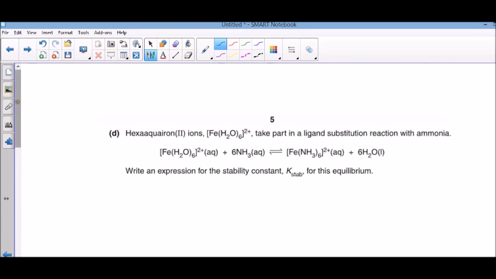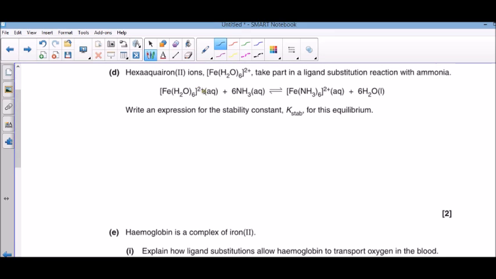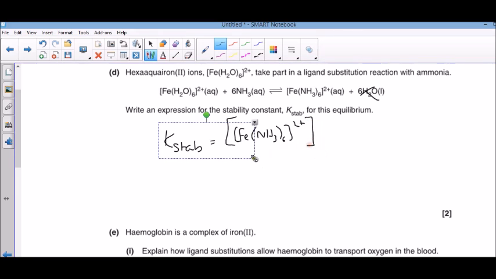If we carry on, then we've got a bit about ligand substitution, and we've got a K-stab question. So you should remember K-stab works very similar to Kc, but we leave out the water, so we can ignore that. So we're going to have K-stab equals [Fe(NH3)6]2+. Now this is quite crucial because obviously transition element complexes have square brackets, but we use square brackets in K-stab to indicate concentration. So you must have 2 sets of square brackets here.